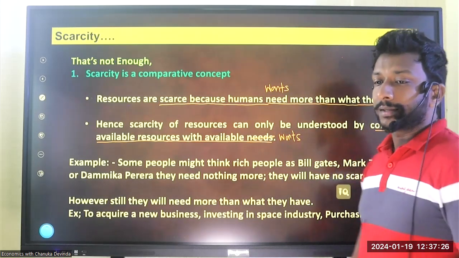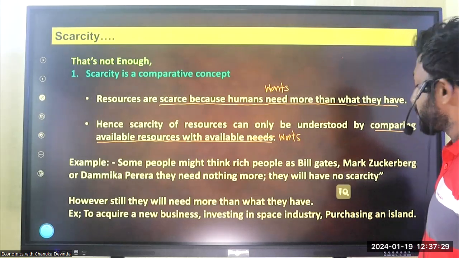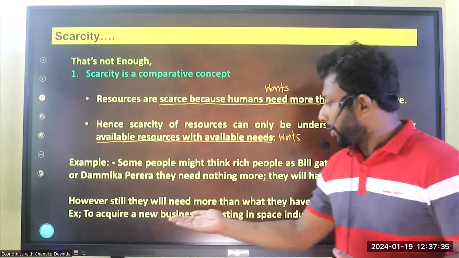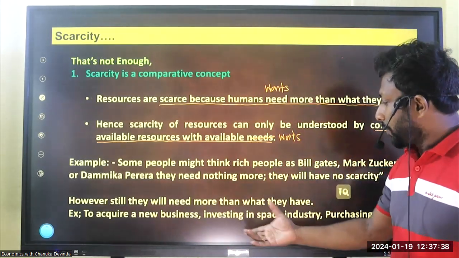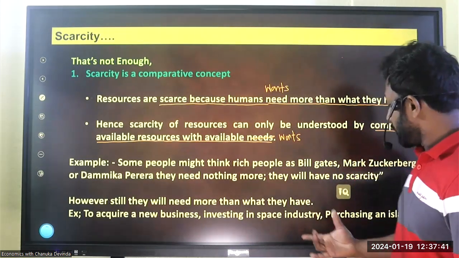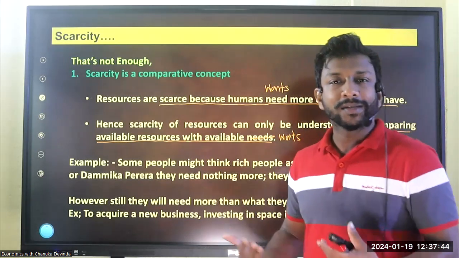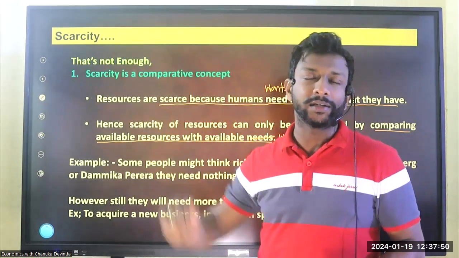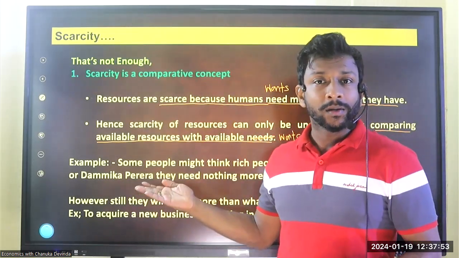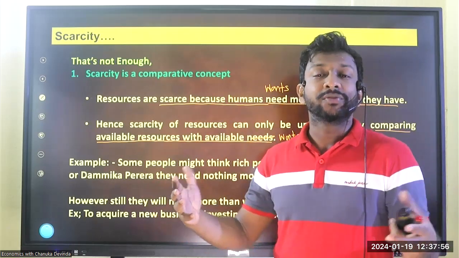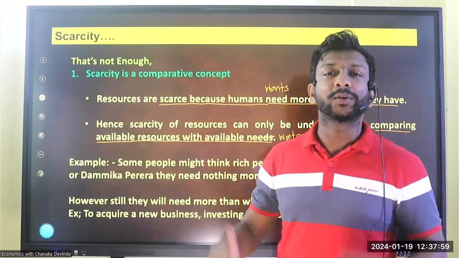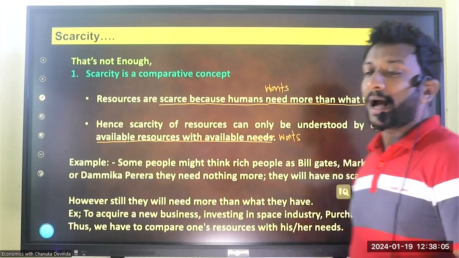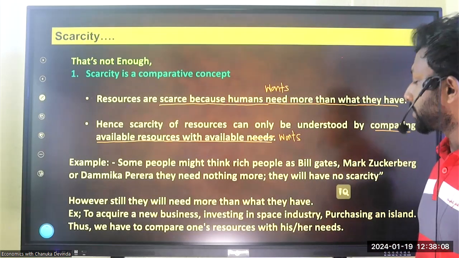To acquire new business, investing in the space industry, purchasing an island, those are the wants that they have. We don't have to acquire a business. We don't want to invest in the space industry. We don't need to purchase an island, because we know that we don't have that many resources. Then we don't even think about it. But these people have more resources, so their wants are also large scale compared to us, right? Next one. Thus, we have to compare one's resources with his or her needs or wants.